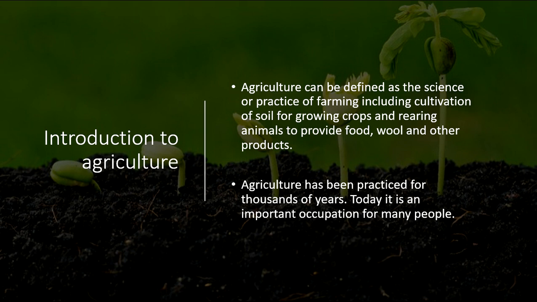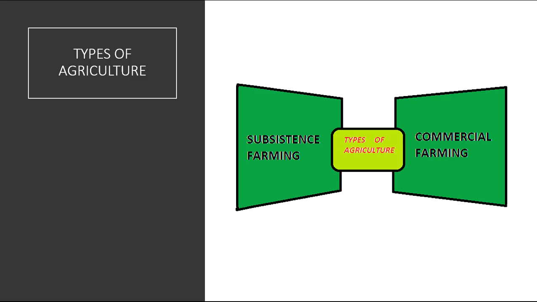Agriculture has been practiced for thousands of years. Today, it is an important occupation for most of the people around the world. Our world is diversified with climatic patterns and geographical conditions. Hence, we observe different types of agricultural practices in the world. So, there are two types of agriculture: subsistence farming and commercial farming.